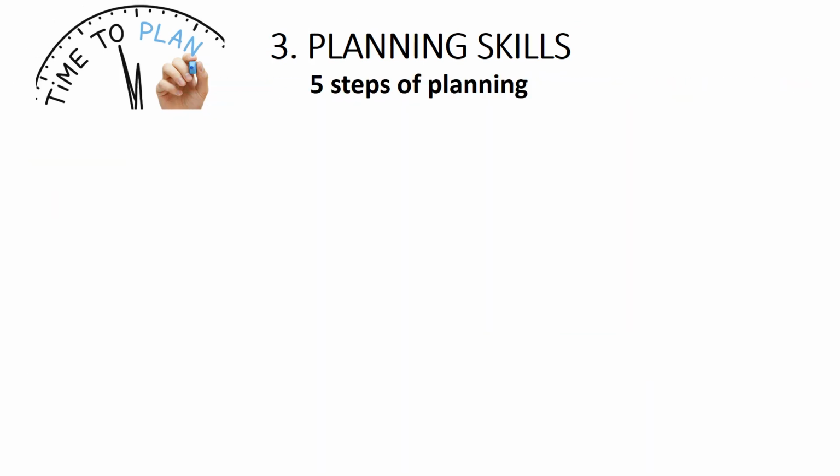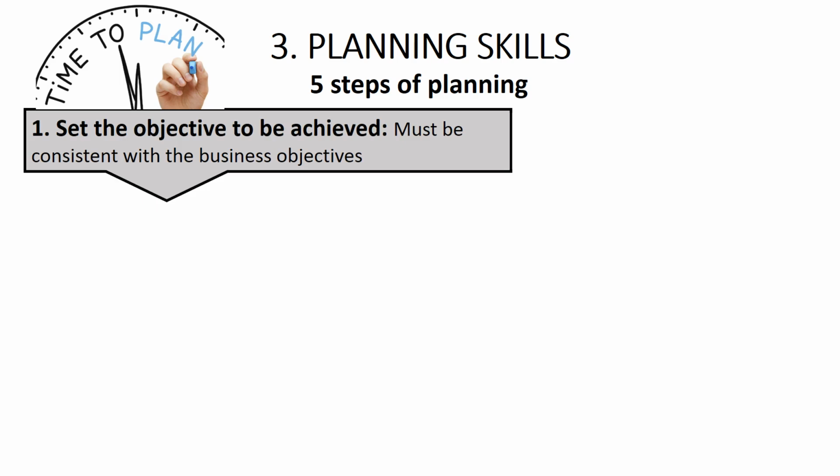There are 5 steps that a manager should follow in exercising planning skills. The first step is for the manager to set the objectives that the manager wants to achieve. It's important that these objectives are consistent with the business's business objectives, and in particular it's important that these objectives are consistent with the overall objectives for the business as set out in the business's vision statement and mission statement.